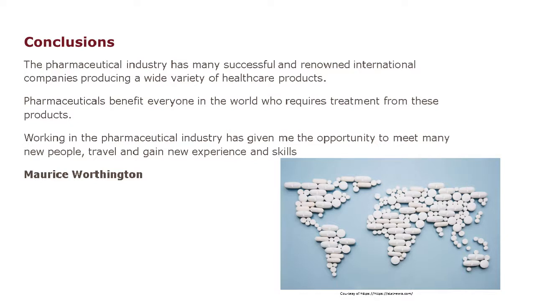The pharmaceutical industry has many successful and renowned international companies producing a wide variety of healthcare products. The larger companies, which you know about, GSK and Pfizer and all those, are at the forefront with new products. When the product goes out of patent, there are companies that make the tablets or the particular drug out of patent, because when people are on a product, they probably are on it for the rest of their lives. So it's vital that the continuity is sustained, and the products are available.